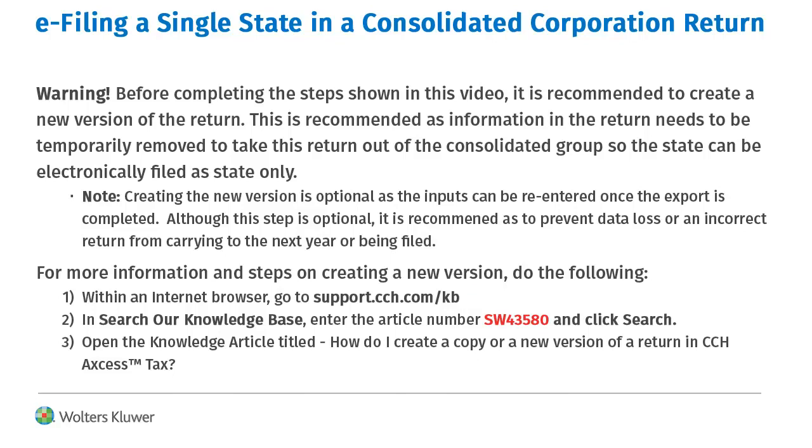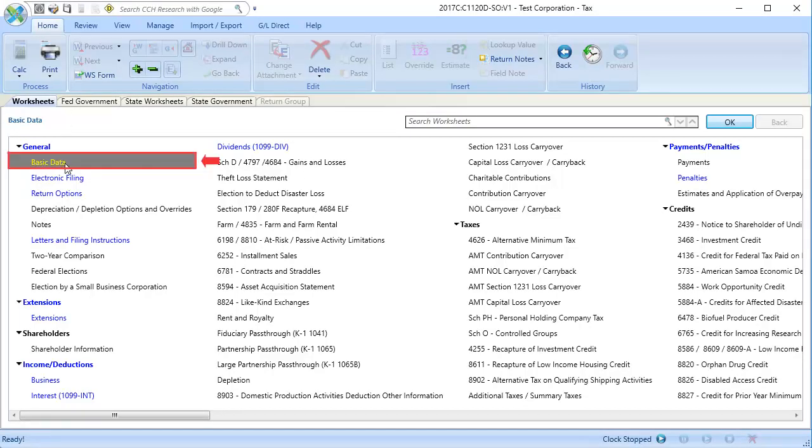support.cch.com/kb and search for the knowledge base article SW43580. To begin, go to Basic Data.